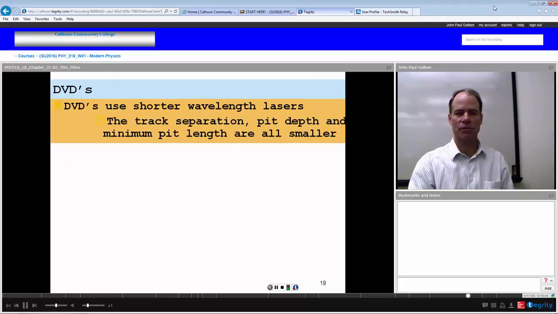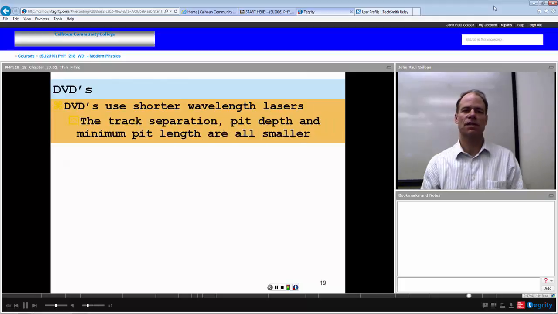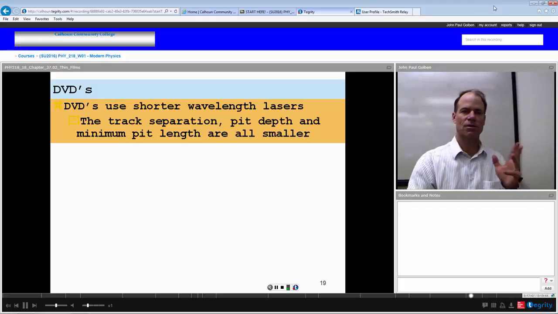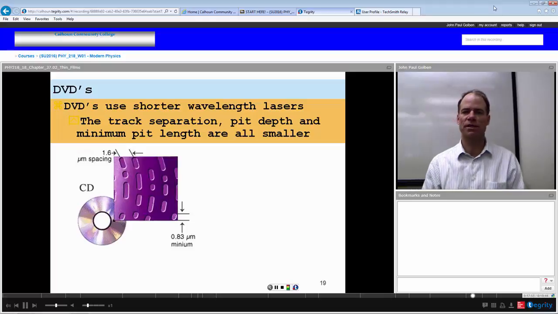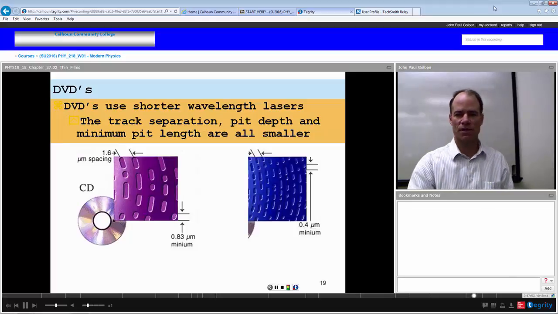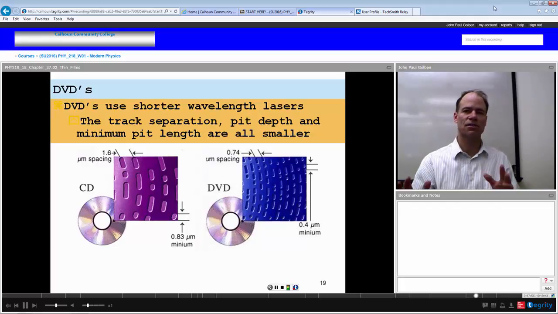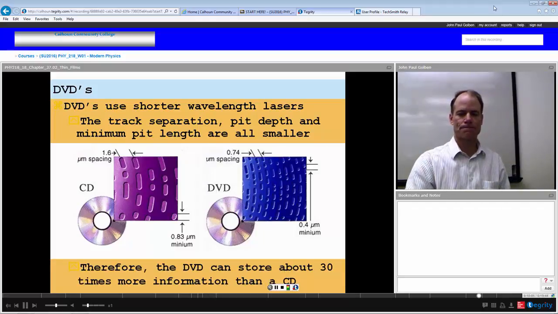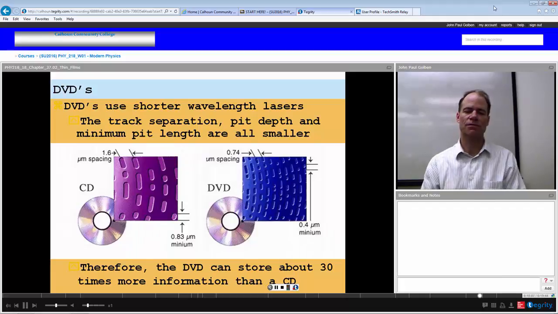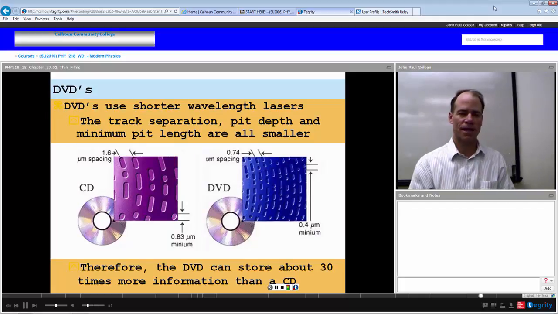Same thing for DVDs. The difference for DVDs is they use shorter wavelength lasers, and hence your track can be smaller as well. So your track separation, your minimum pit depth and length are all smaller for DVDs. That allows you to hold more information on the same size disc. DVDs can store about 30 times more information than a compact disc or CD.